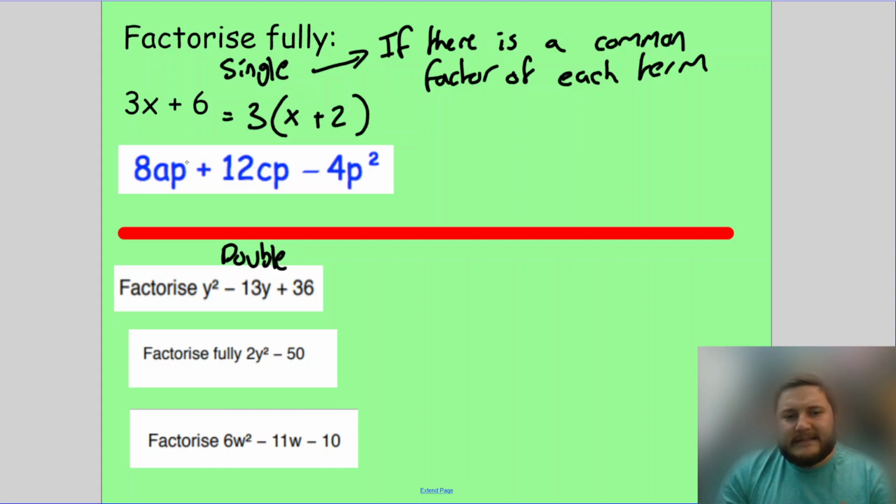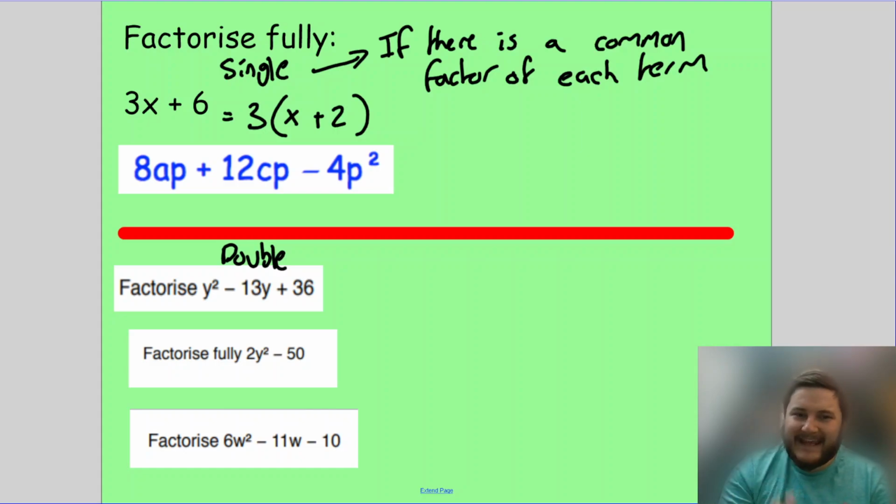Okay, we are going to come back to this single bracket in a second, but just looking at this double bracket one, the reason why it's double brackets is because there is no number, no letter that is a factor of each of those terms. You might say y is a factor, but y is a factor of the first term and the second term, but it's not a factor of the third term because it doesn't have a y in it. And you might say, oh, well, it could be 3, but 3 is only a factor of 36, but it's not a factor of 13y, because 13 is prime, and it's definitely not a factor of y squared, because it doesn't have a coefficient. So there is no common factor of this, which is why it has to be double brackets.